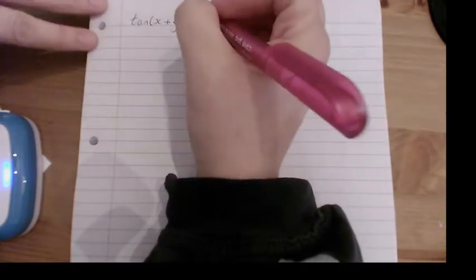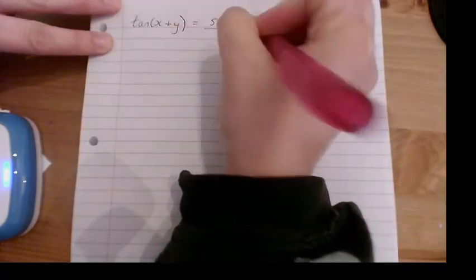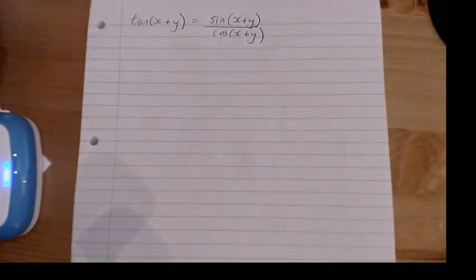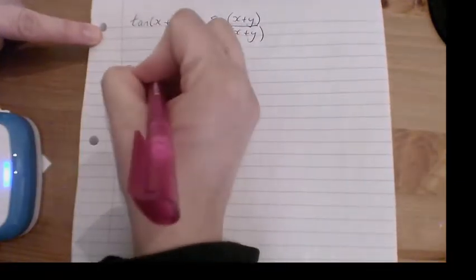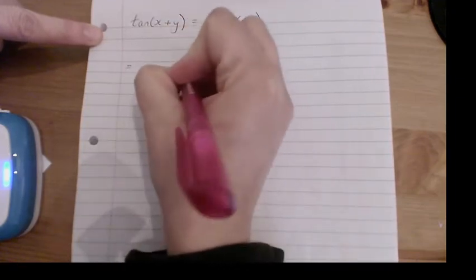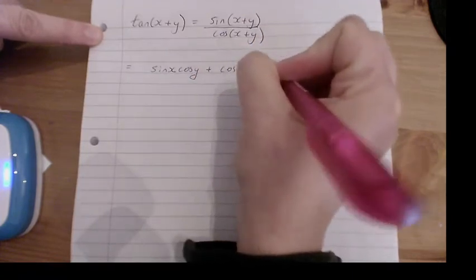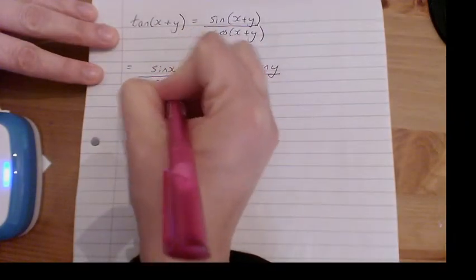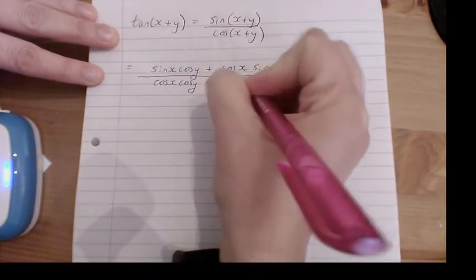Now in year 1, you learned that tan is sine over cos. So that's the same as sine of x plus y over cos of x plus y. And what I'm going to do now is I'm going to use the addition formula at the top and the addition formula at the bottom. So at the top would give me sine x cos y plus cos x sine y. At the bottom, I'm going to have cos x cos y minus sine x sine y.